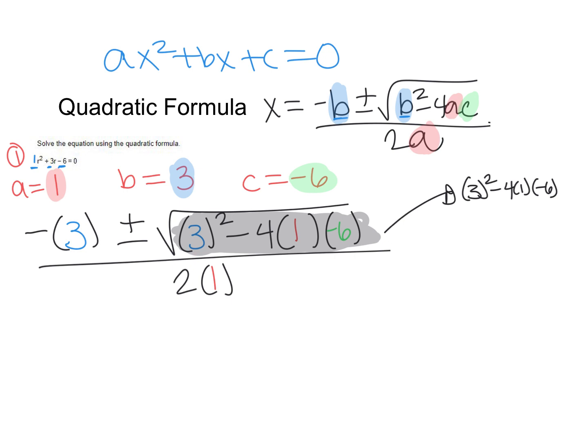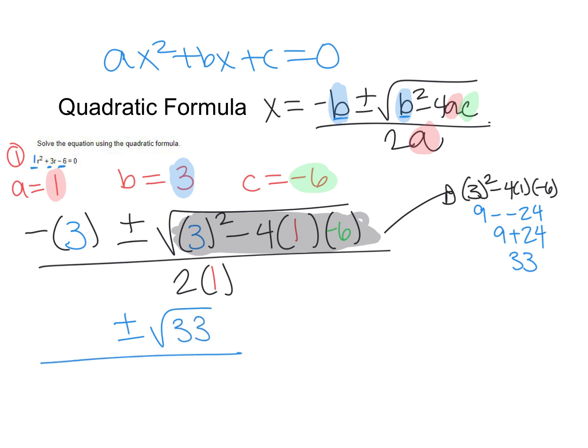So I'll show my work by hand, but I'm going to check it with my calculator. So this would become 9 and then minus negative 24, right? So 9 plus 24, which is 33. All right, so what does that mean? That means that this whole part inside the square root is actually going to get replaced with the 33.